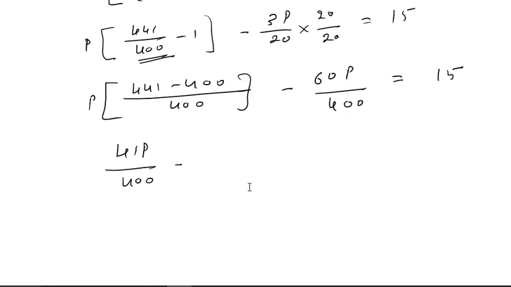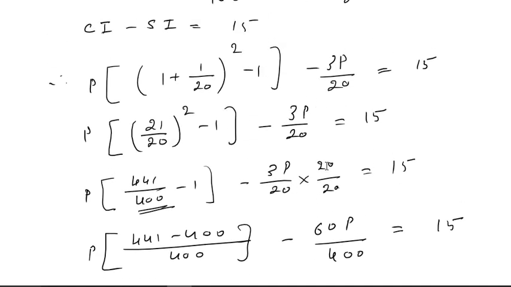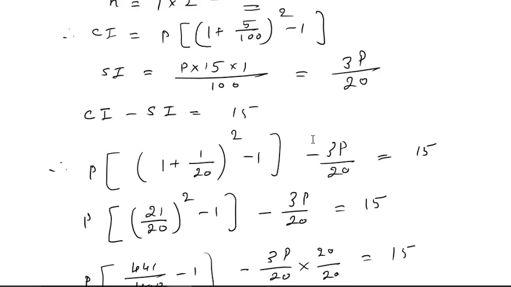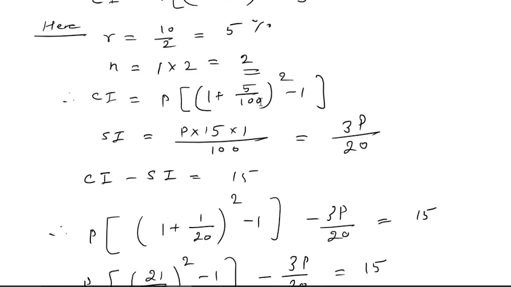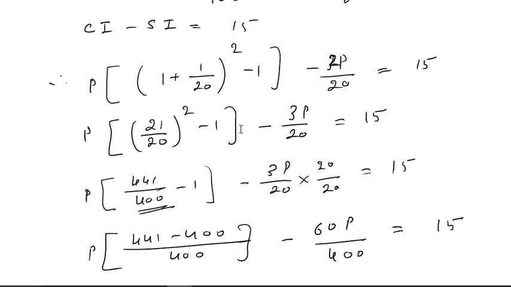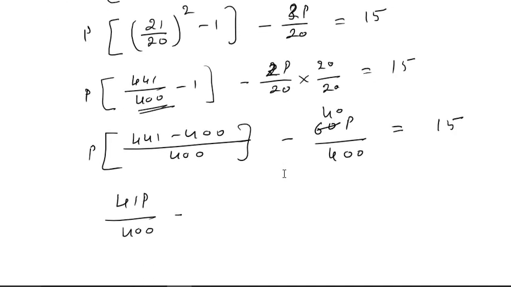So there is something wrong. It should not be 60 upon 400. Let us see where we made the mistake. So this is compounded half yearly. So see here in simple interest, the rate of interest is not 15, it is 10. So this part is 10. So this will become 2 upon 20 and 2 upon 20. So when I multiply by 20, this will become 40. So this is 40P upon 400. So 41P upon 400 minus 40P upon 400 will give you the answer as 15.